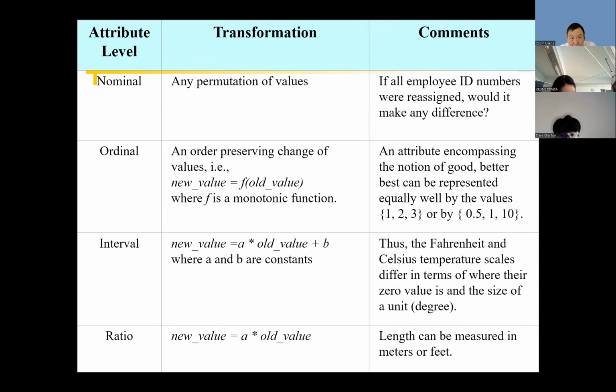Now, if you want to do transformation, a while ago in cryptarithmetic, we can do it because they are nominal actually, right? So we can do any permutation only. In ordinal data, you can do a function that preserves order. For example, 1, 2, 3, you can make it into 0.5, 1, and 10, no problem. As long as it is a monotonic function, there is no problem. When you have an interval, you can do linear transformation. When you have ratio, you can do basically any transformation.